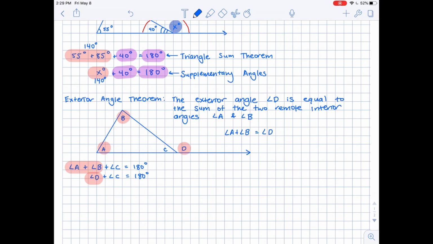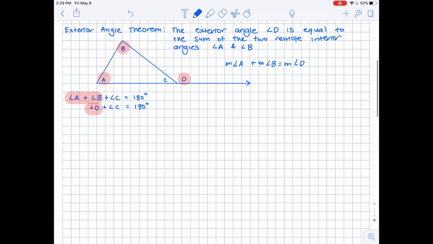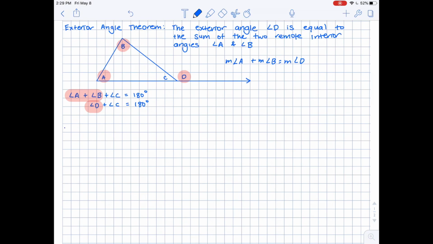Okay. Actually, let's use measurements. The measure of angle A plus the measure of angle B equal the measure of angle D. That'd be better. Okay. So, let's do a couple examples. Example 1. Solve for x. Solve for x, okay?